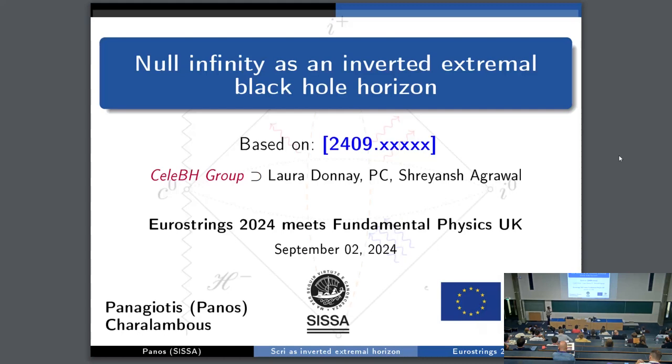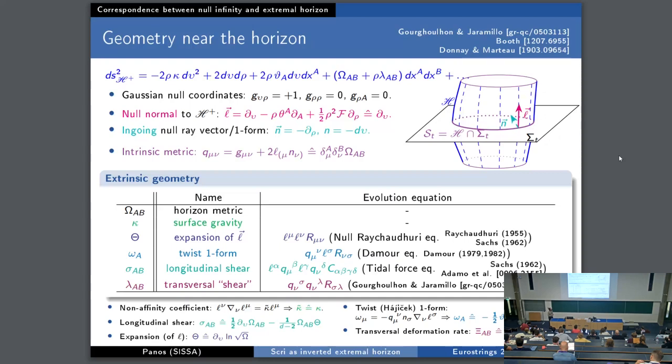This is a work done as part of this black hole project, PI'd by Laura Donai, and also in collaboration with Shreyansh, a final year PhD student at CISA. This is still unpublished work, but we expect it to be released soon. Let me start with one side of the correspondence, referring to the black hole horizon.